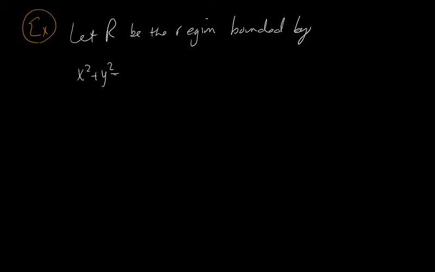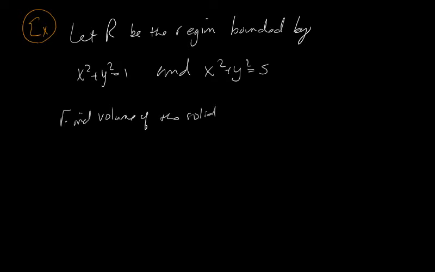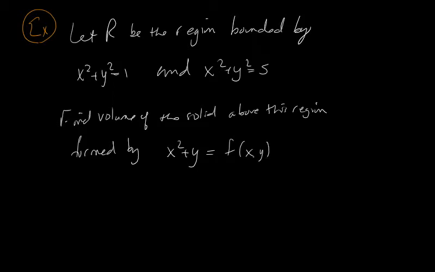All right, so example: let R be the region bounded by x squared plus y squared equal to 1 and x squared plus y squared equal to 5. Find the volume of the solid above this region formed by x squared plus y equal to f of x, y. In other words, our z value. Okay, so there we have it.